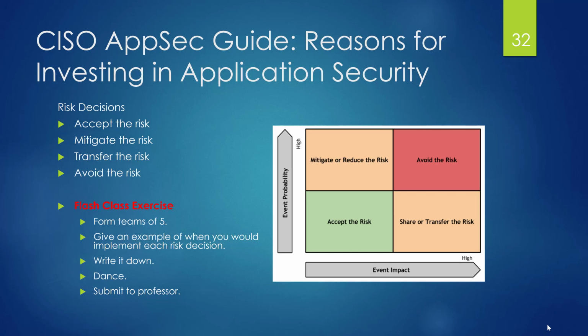Okay, mitigating the risk is putting in additional controls. Avoid the risk, you may come to the conclusion that I'm getting out of that business. I'm no longer going to offer those systems because the probability and the impact are so high.